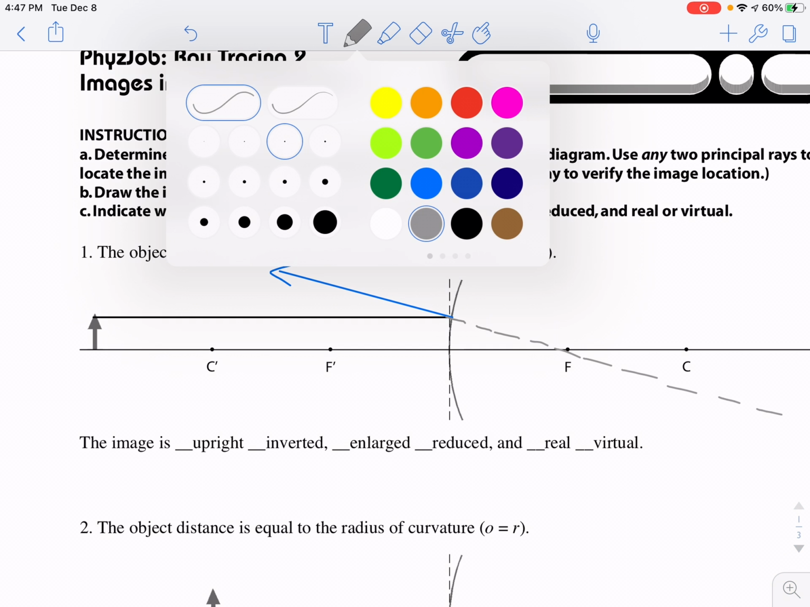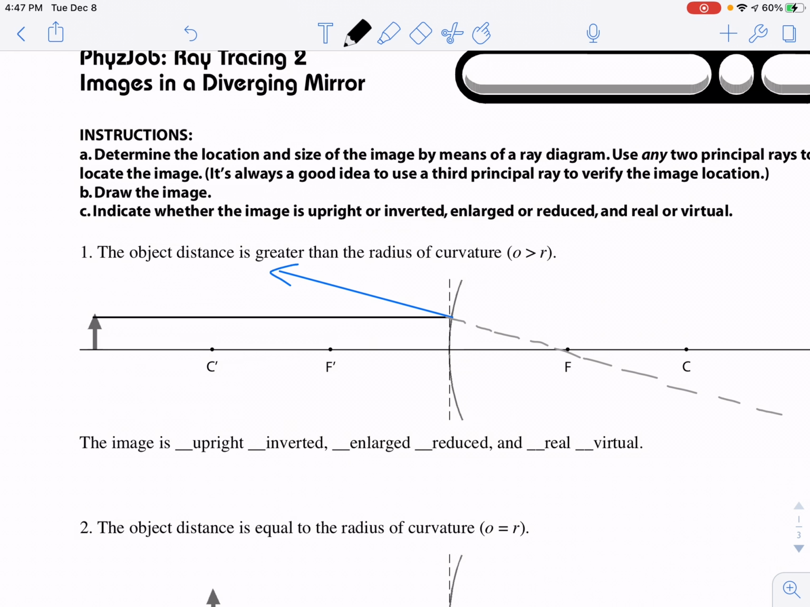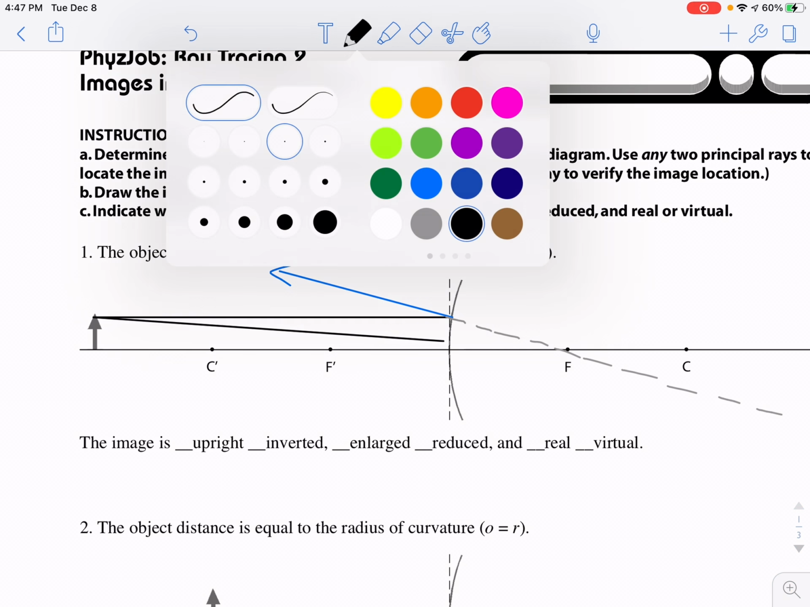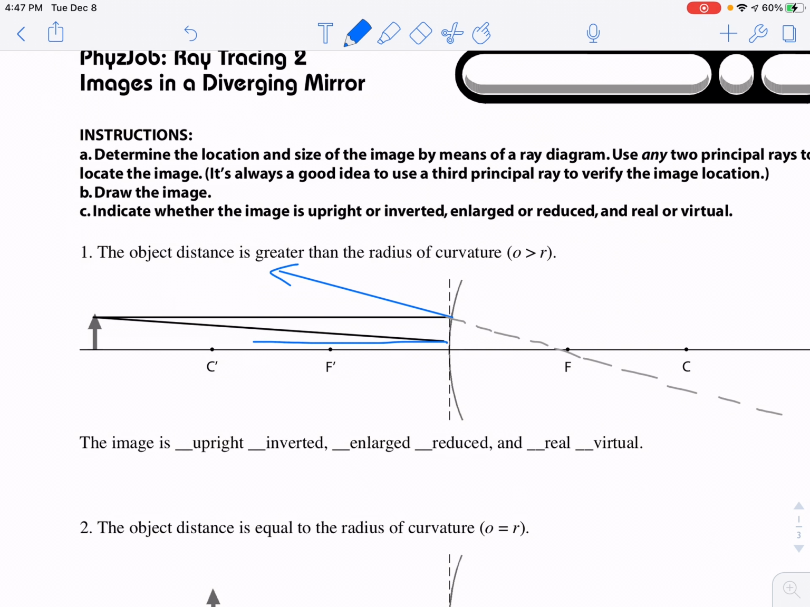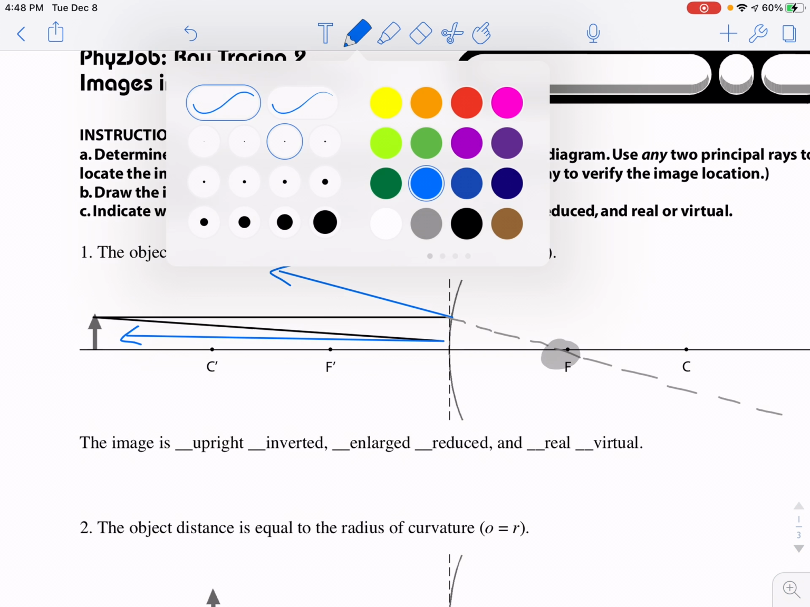There's ray 1. Ray 2 tries to go through the focal point. I want you to line up the focal point with the top of the object like this. But as soon as you hit the mirror, right there, I want you to back up and reflect it parallel. The second ray is trying to go through the focal point. It doesn't reach the focal point because, of course, the focal point is on the other side of the mirror. But it tries to go through the focal point. Once reaching the mirror, it reflects parallel.